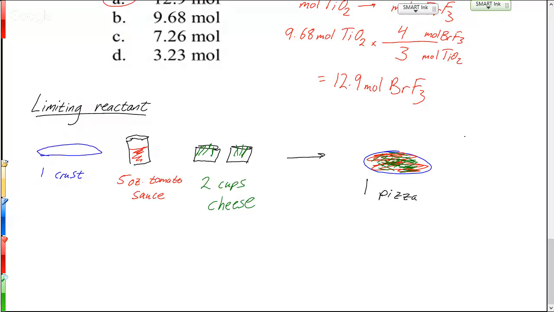So you might say, all right, what happens if we have 2 crusts, 10 ounces of tomato sauce, and 4 cups of cheese? How many pizzas can we make? 2.